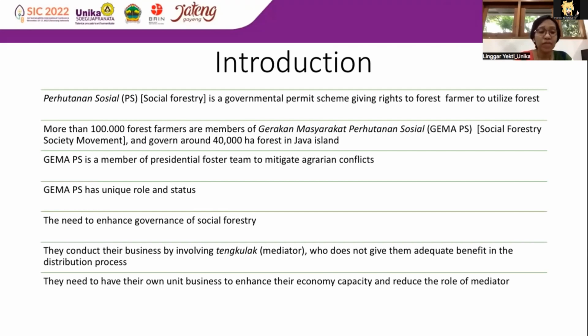However, there has been a problem of governing social forestry faced by KEMAPIS, in which they struggle to manage its operation. Moreover, it is worsened by the involvement of mediators, or what we call externals, in their business cycle. Therefore, the need to build a business unit for social forest farmers is essential to provide a better business cycle for farmers. It will also cut the role of mediators in their business cycle, hence they can get more profit and benefit in conducting their business.